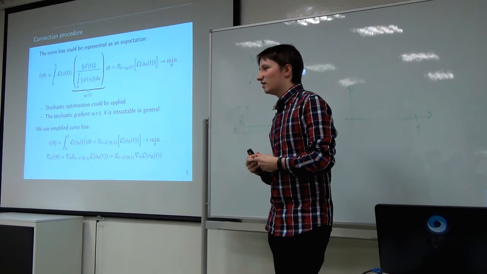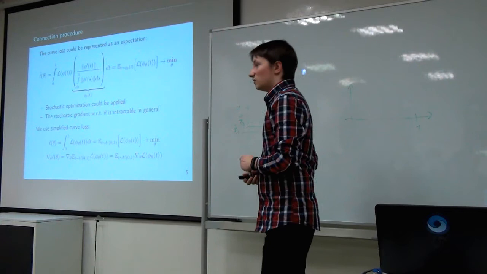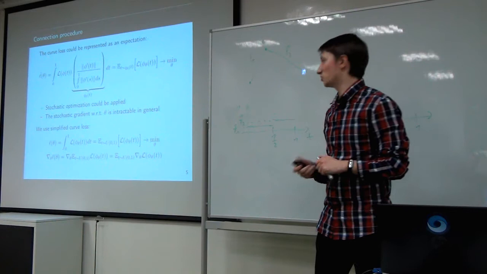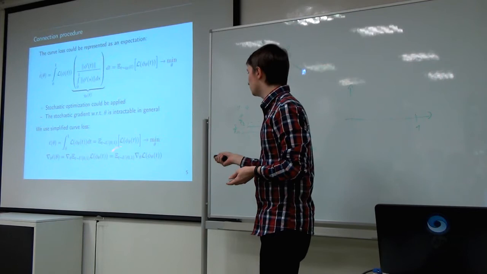How do you enforce that your curves are 2D somewhat, that they lie in the same plane? Oh, it's a question of the parameterization. Yeah. So, are there any questions about the connection procedure? What we do here, at each iteration of the optimization, we sample t from the uniform distribution, then compute the gradient with respect to parameters theta and perform stochastic gradient updates.